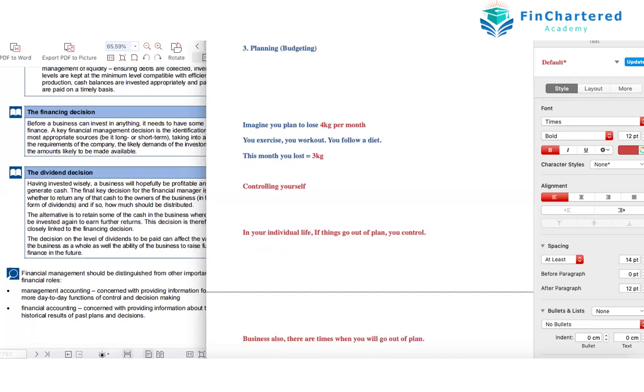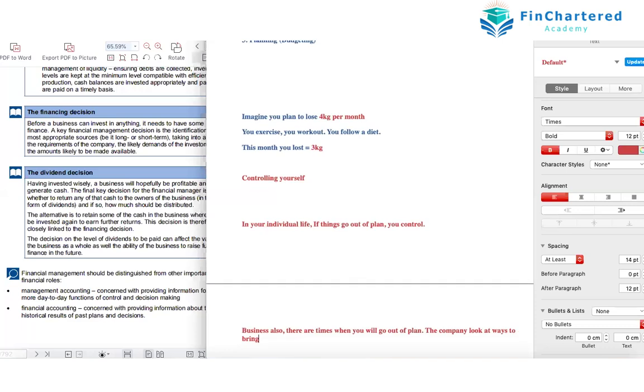So what will the company do? The company will look at ways to bring themselves back on track by controlling. Now, again, this is something that is done in a lot more detail in the PM paper. How many of you have done PM? PM, performance management. Yashika, you know what I'm talking about when I'm talking about this going out of control, bringing it in control. Manya, are you understanding which topic am I relating to?